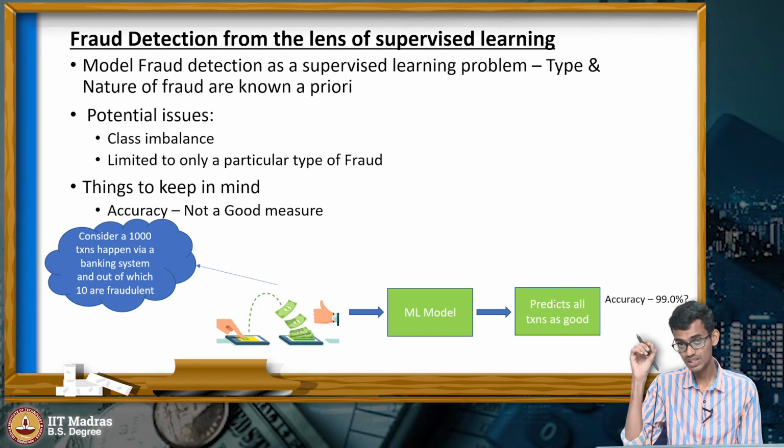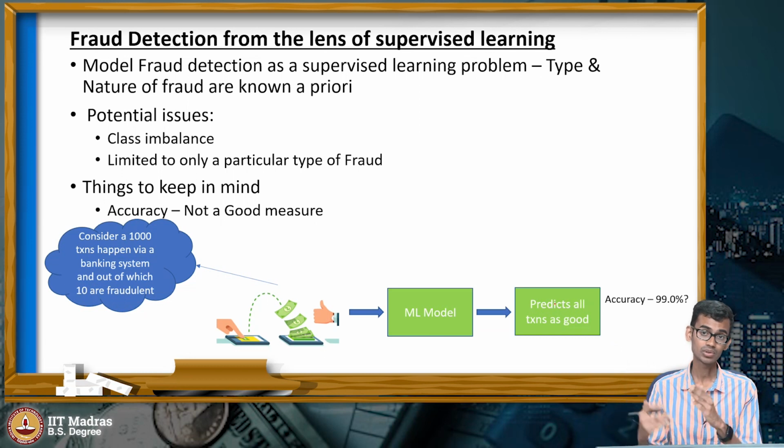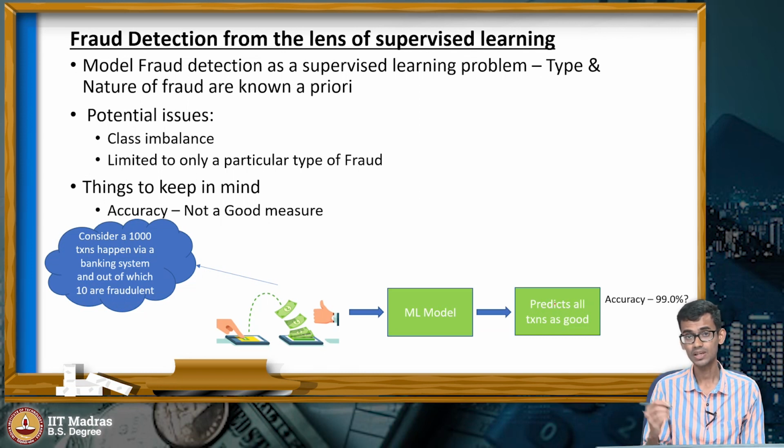So you basically know the type of fraud that happened from the data that you have, and you train a model with this fraud information that is already there. That is the idea of seeing fraud detection from the lens of supervised learning.